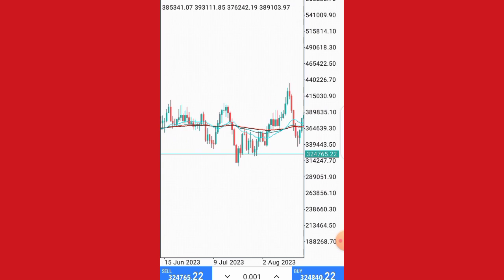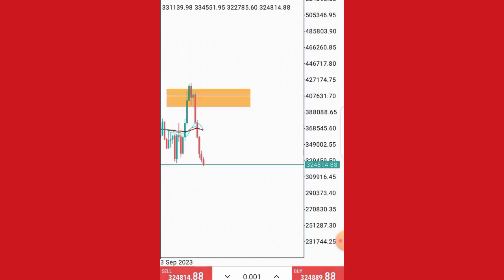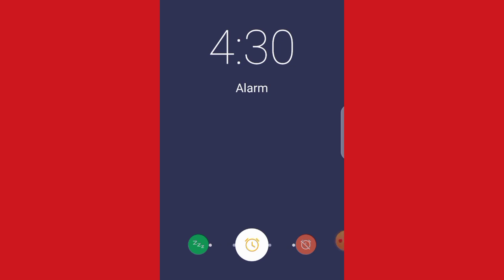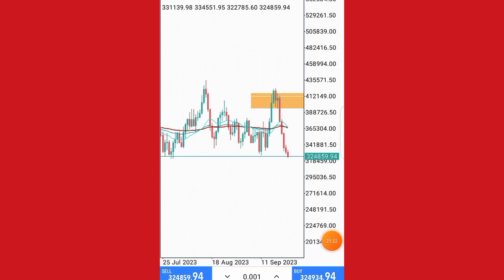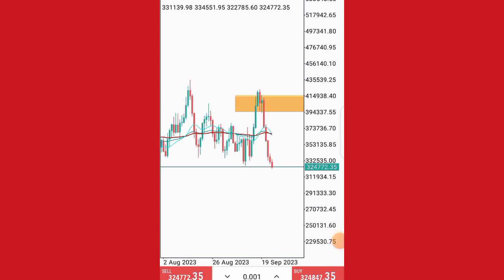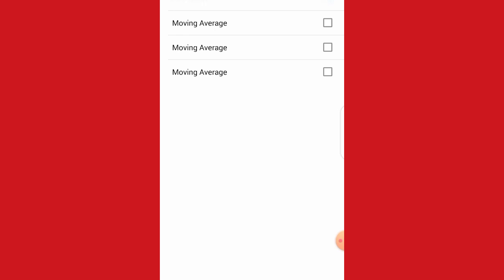So on this, I'm actually on the daily time frame, right? One thing about support and resistance. Oh, sorry guys, I actually set an alarm and it tried to disturb. Okay, so let me delete everything here and then we see a clear chart, right?